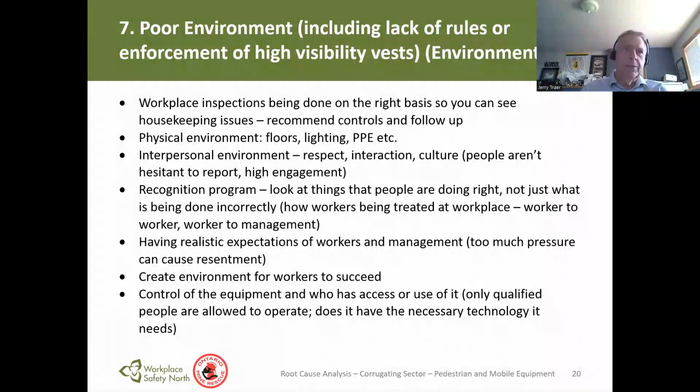So recognition programs. We talked about having realistic expectations for workers. Too much pressure can cause resentment. Creating an environment for workers to succeed. And then control of equipment, who has access or use of it. Only qualified people are allowed to operate. Does it have the necessary technology it needs?